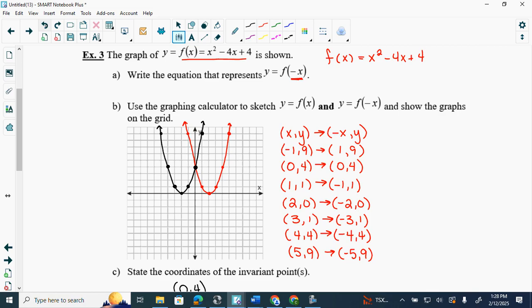So this is going to become f of negative x equals negative x squared minus 4, and then that x is going to become negative x plus 4.